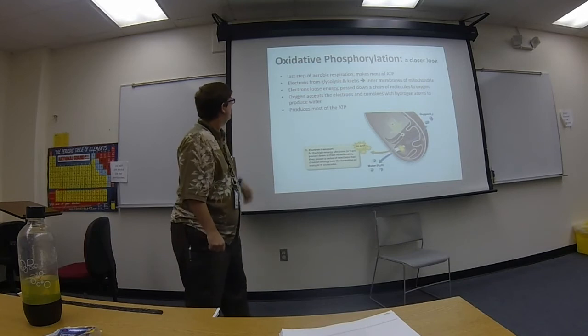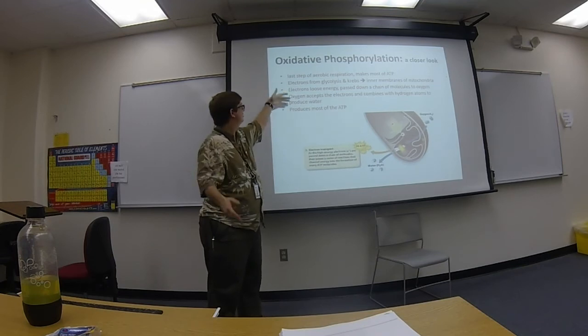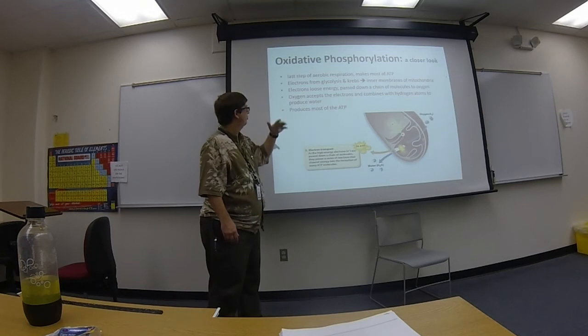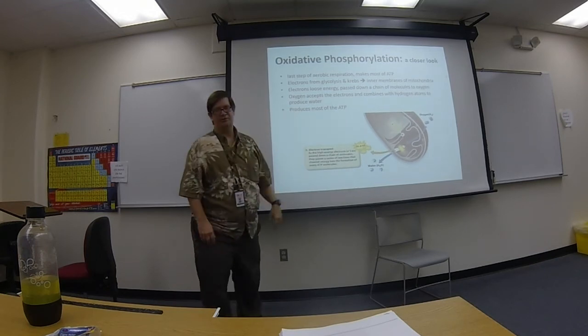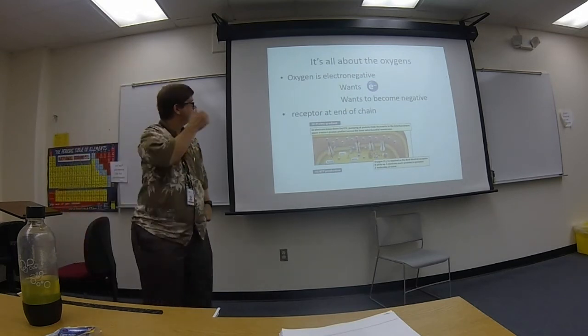Good. All right, so then we have oxygen. You have to know about oxygen because it's oxidative phosphorylation. What are we using oxygen for? It is an electron acceptor. We'll explain that in a second. This process makes most of the ATP. I said that twice. So here are the pictures.